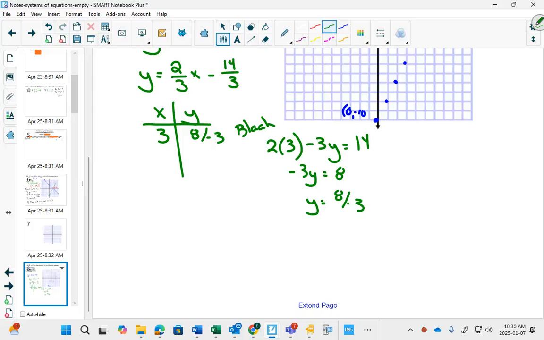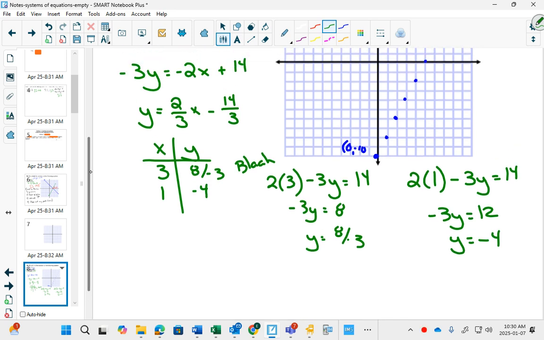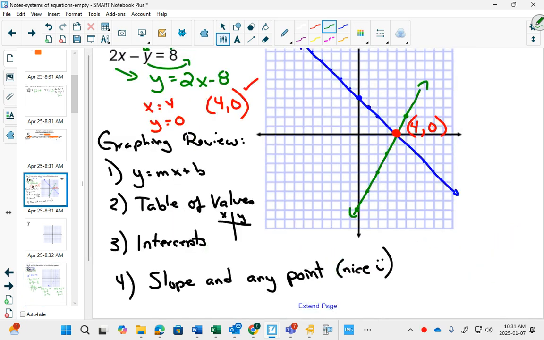Let's try 1. So if we try 1, it would be 2 times 1 minus 3y equals 14. So if I move this over, minus 3y would equal 12. Oh my goodness, we have a nice point: 1 and negative 4.